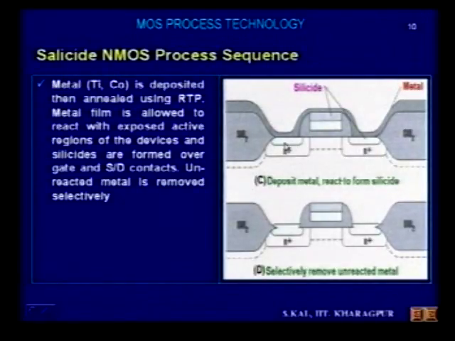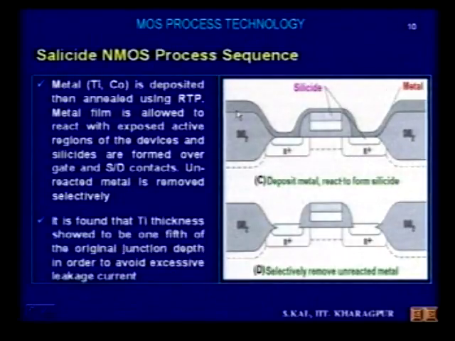Here this is the N plus source and N plus drain, this is silicon, and this metal, titanium or cobalt, reacts with silicon, and silicide has formed. You see, this is silicide contact, this is also silicide contact, and on the gate region polysilicon was there, and the polysilicon and the top metal will react, and will also form silicide. So silicide has formed on the top of polysilicon, in the source contact region, and silicide has also been formed in the drain contact region. Okay, so unreacted metals on the oxide are removed selectively. That is the silicide process.